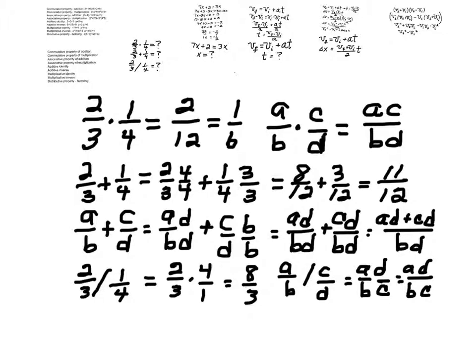So if you have an equation with symbols and you have A/B times C/D, you simply multiply the A and the C and the B times the D. When you're adding, you have to have a common denominator. You can't add 2/3 and 1/4 directly.